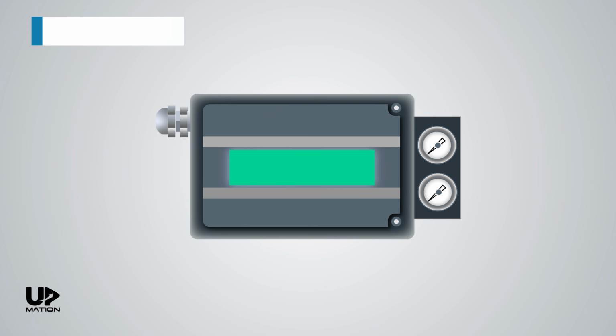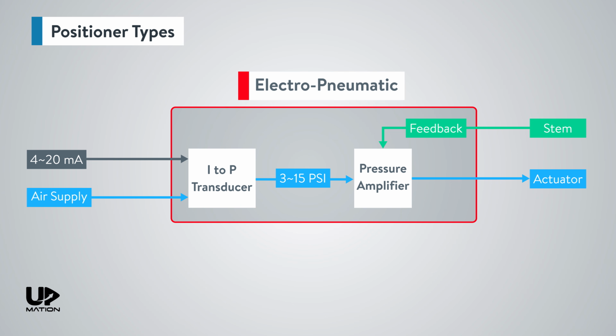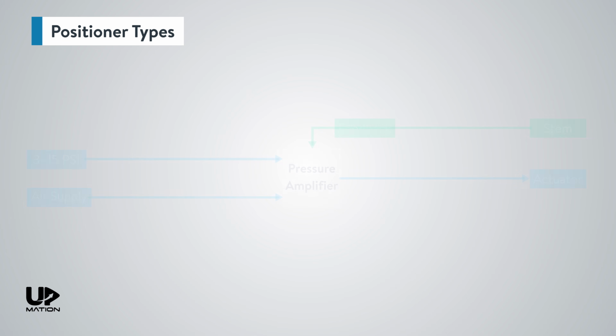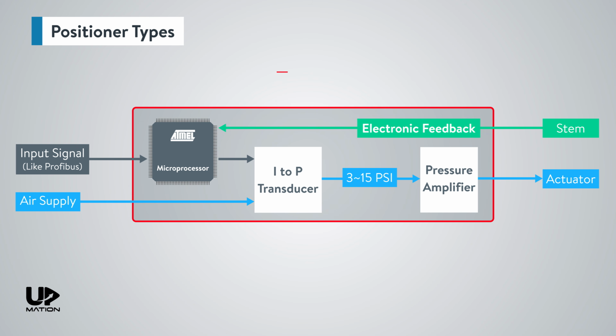In general, positioners come in 3 different categories. First, the Electro-Pneumatic Positioners, or I2P positioners, that we already discussed in the example. Second, the Pneumatic Positioners, in which their control signal is a pneumatic signal and they do not need any I2P transducer modules integrated. The last is the Digital Positioner, or Digital Valve Controller.